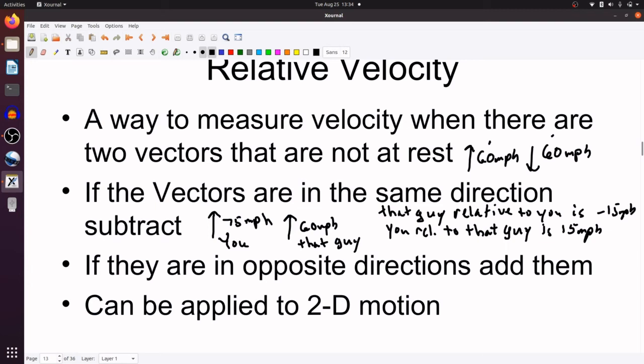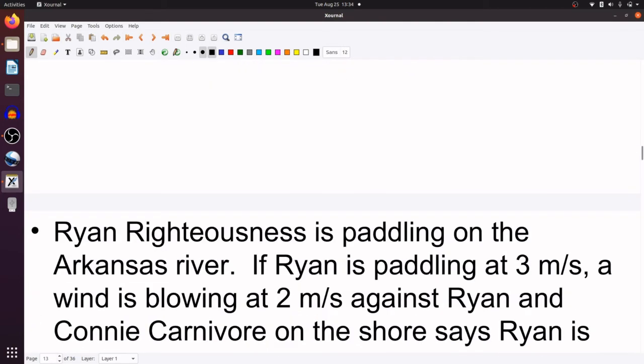We can also apply this to 2D motion. I'm going to do a problem first based on a 1D or one-dimensional motion problem, and then we'll do some two-dimensional ones as well. But really, the relative velocity problems shouldn't be too bad. They're some of the easier stuff.